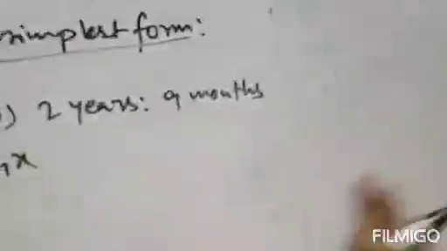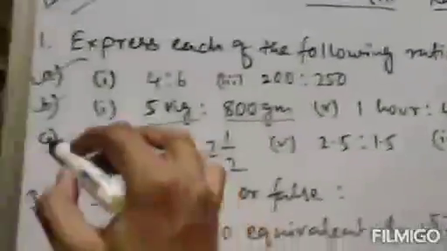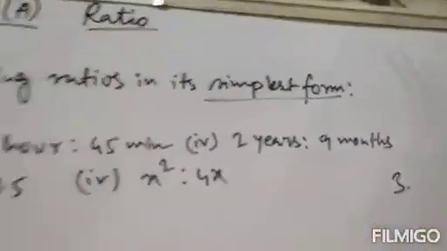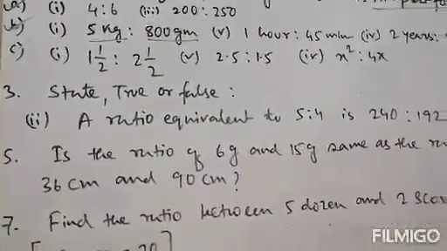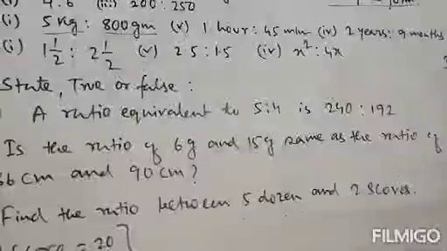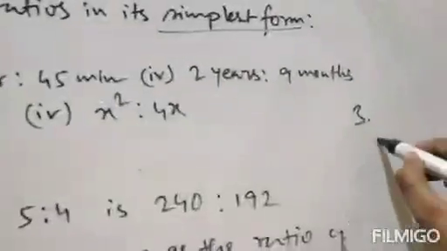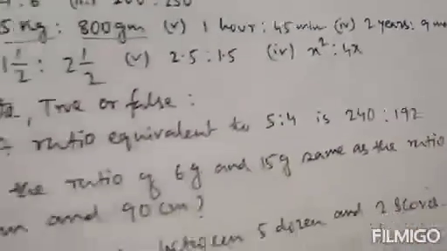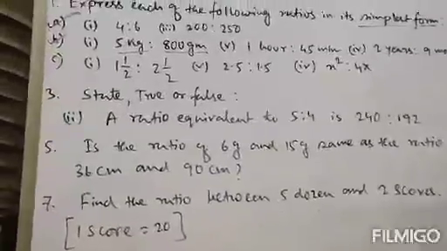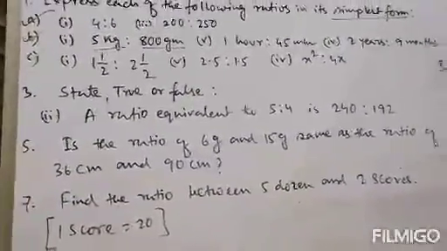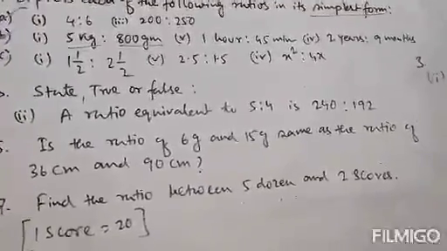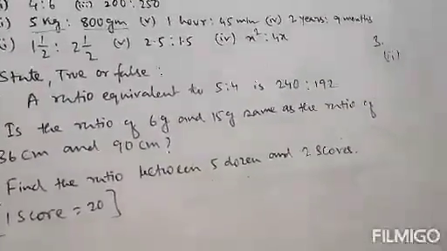Clear? Complete. Part C also complete. Next, question number 3, true false questions. State true or false. Question number 3, part 2. It says we have to state whether the given statement is true or false. It says that a ratio equivalent to 5 is to 4 is 240 is to 192.